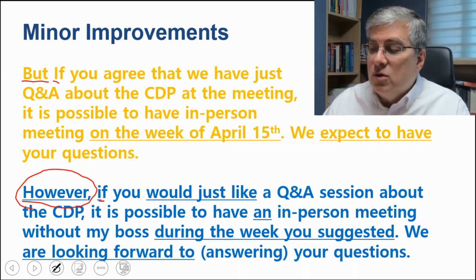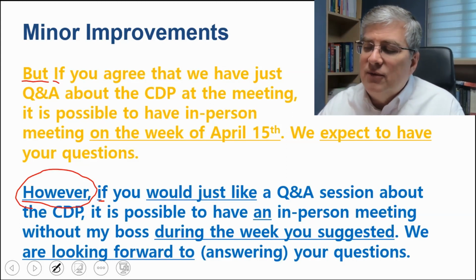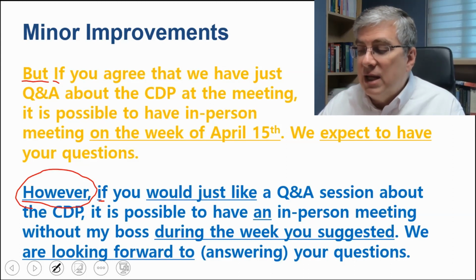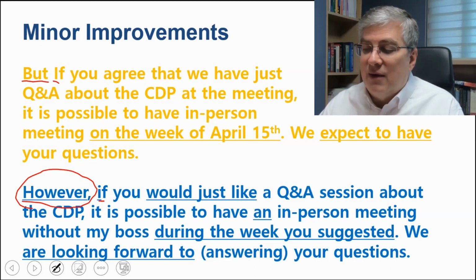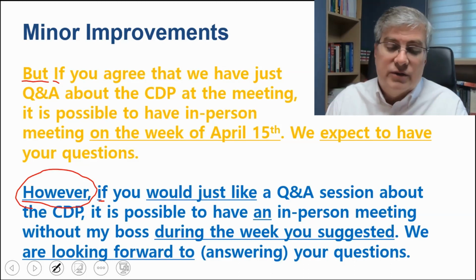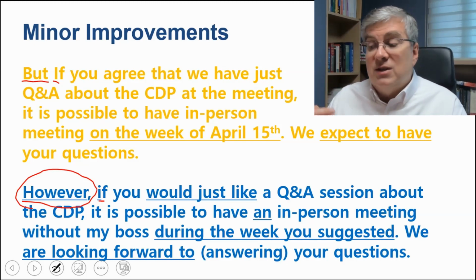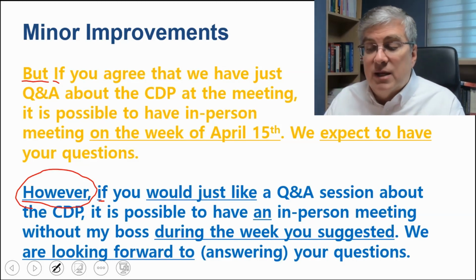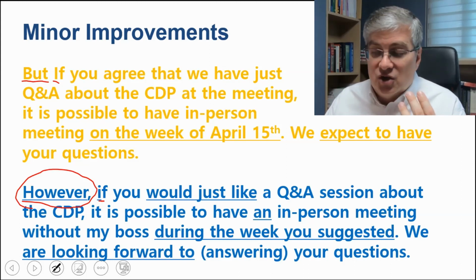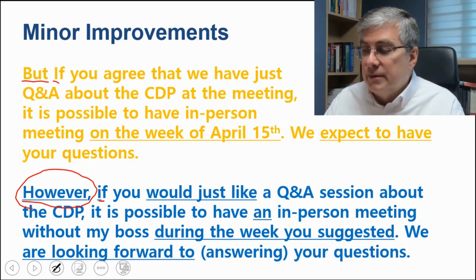However, here it said in the original, "but if you agree that we have just Q&A about the CDP at the meeting, it is possible to have in-person meeting on the week of April 15th. We expect to have your questions." That was the original, as you can see on page 26 in the book. My suggestion, we need to change some things, okay? So I've said change but to however, make sure if is not capitalized.